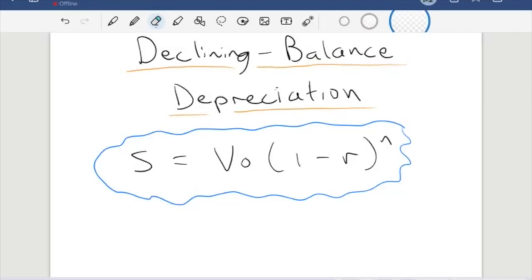Okay, so in the previous video, we derived this declining balance depreciation formula that I've written on this page.